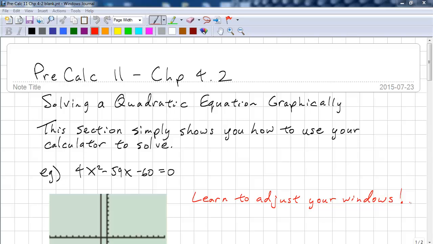This is PreCalc 11, Chapter 4.2. We're going to look at solving quadratic equations graphically. So this section just simply shows you how to use your calculator to do this solving. And the main thing that you need to do is learn how to adjust your windows.